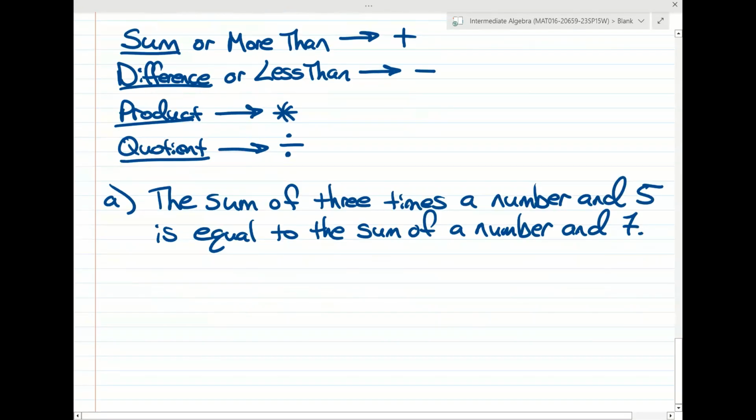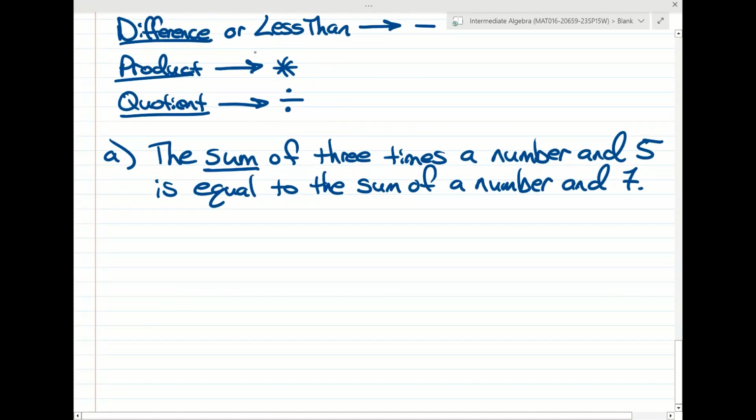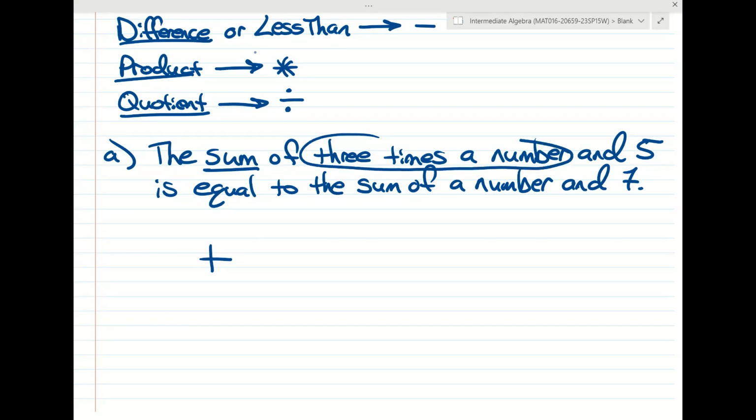All right, so let's try to convert. We know sum means plus. 3 times a number is 3x and 5. So what we just did here is we converted 3 times a number and 5. The sum of 3 times a number and 5 is just 3x plus 5 is how we write that. Is equal to, equal sign, the sum, so we have another plus, a number and 7.